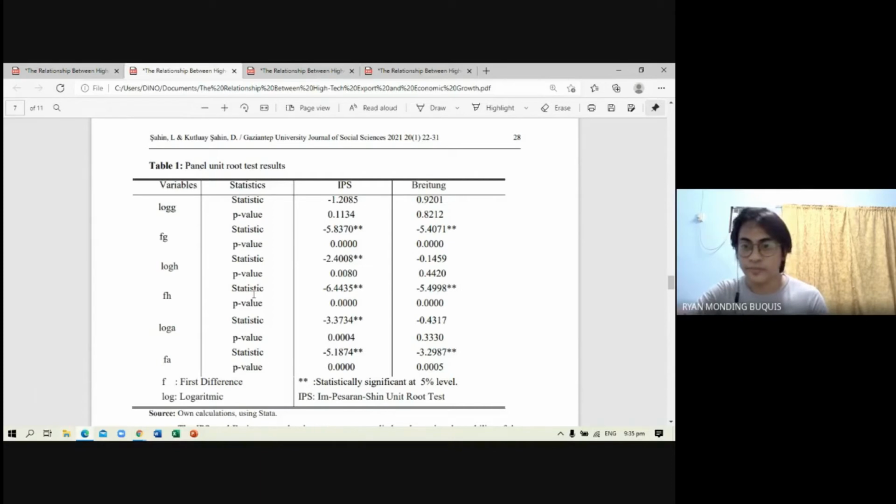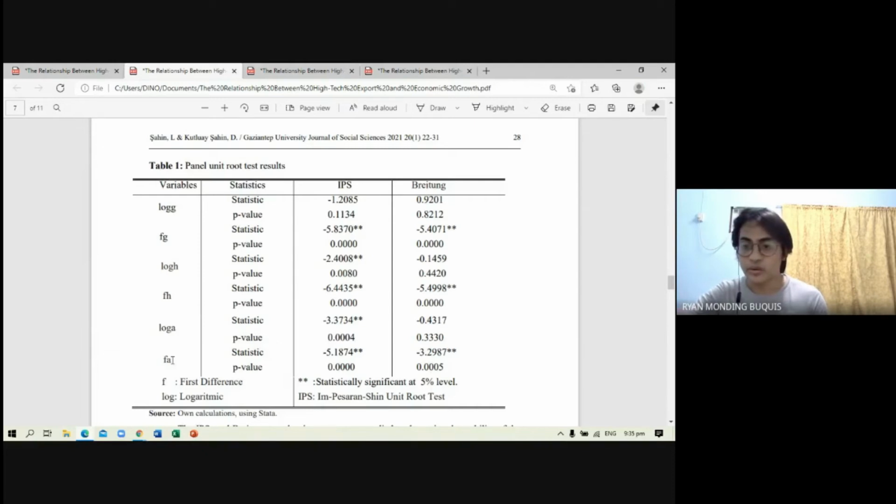In table 1, the panel root test is implemented to determine the stability of the variables. And these are the results. Log G, log H, and log A are not stable. Therefore, the researchers computed the first difference of these variables and obtained the values, namely FG, FH, and FA. Remember that FG is the dependent variable, which is GDP, and both FH and FA are the independent variables.